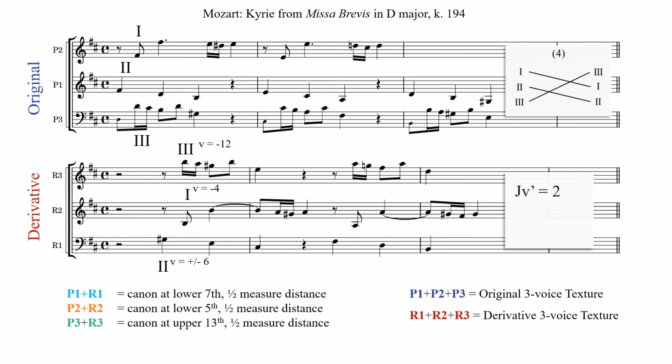JV prime, which is the relationship of voices 1 and 2, is -4 plus +6, which is +2. This is very similar to invertible counterpoint at the 10th. And here, for example, we can see an original 10th becoming a derivative 12th. So we're adding a third to every original interval.